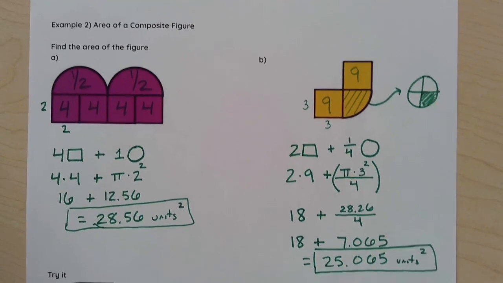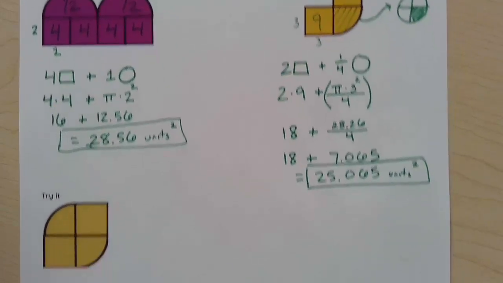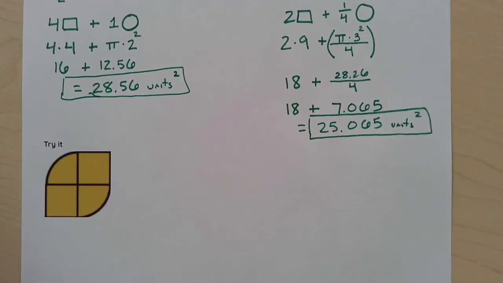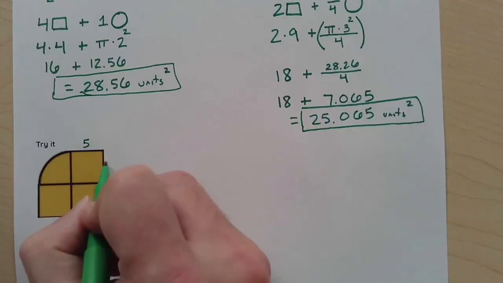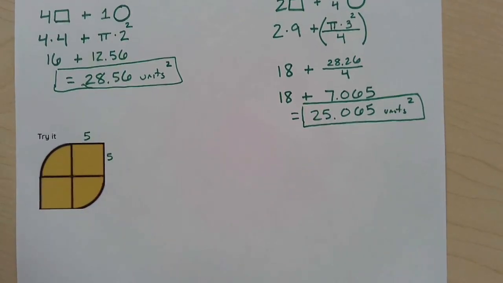Why don't we pause the video now and do the try it problem with a dimension of 5 on our squares. So why don't you go ahead and give that a try.